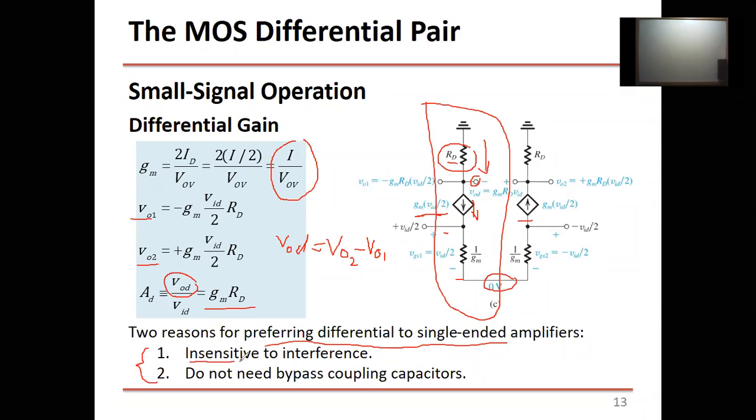It's insensitive to interference. Why? Because the interference is a common mode signal. The interference hits the 2 inputs at the same time, so it will be rejected, similar to the VCM. And it does not need a bypass coupling capacitor. We don't need for the DC to couple with any capacitor.